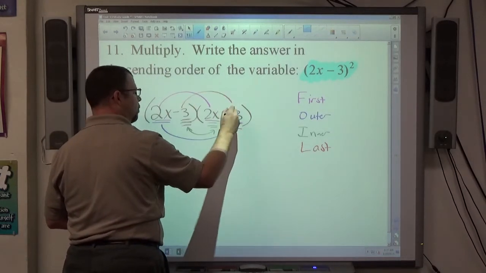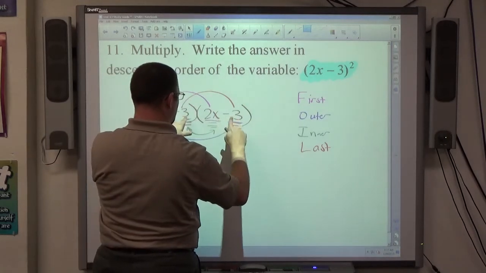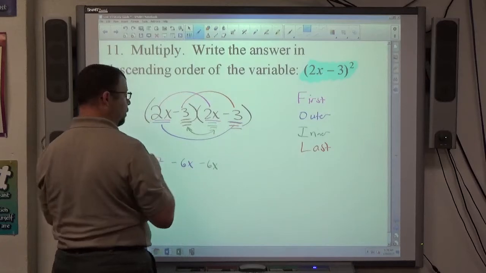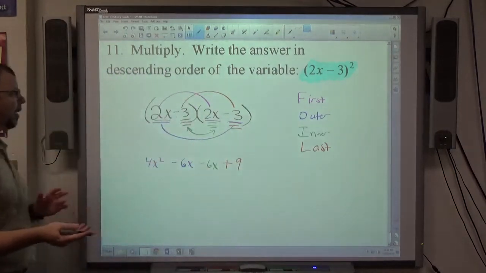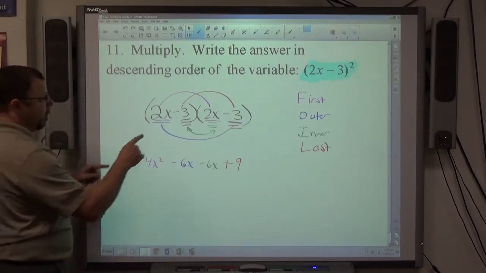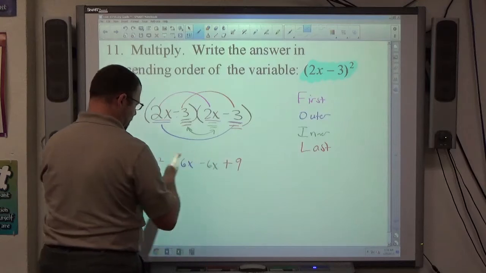Those are the last terms. So binomial 1, binomial 2, those are the terms in the last spot. These are the terms in the first spot. Negative 3 times negative 3 makes positive 9. Make sure when you're multiplying that signs do come into play. Same sign positive, different signs negative, different signs negative.